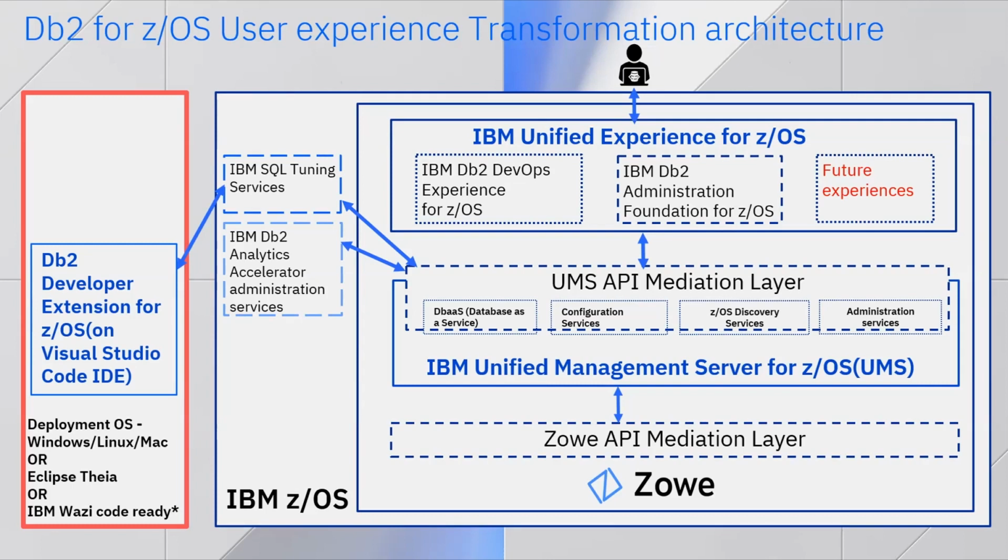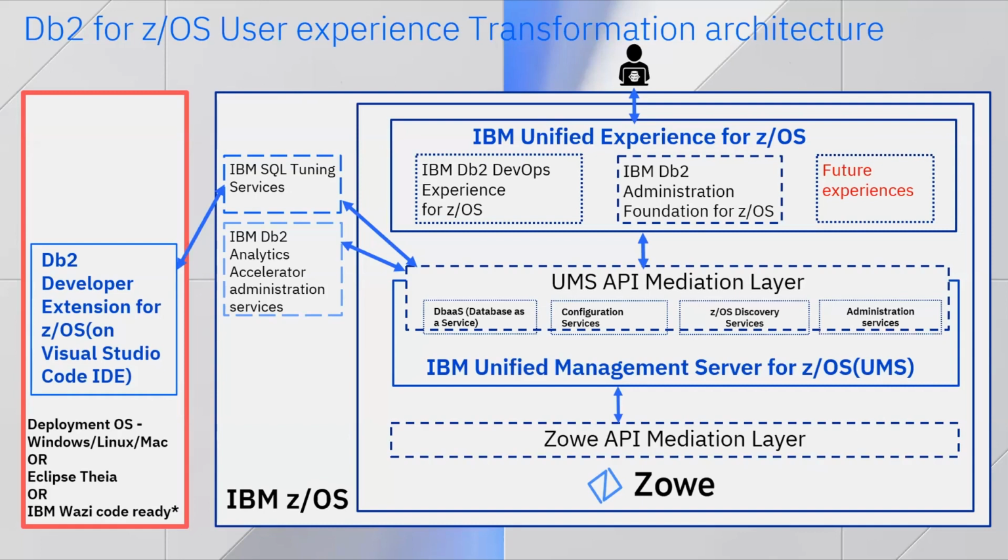Now switching to the middle, you see two boxes: SQL tuning services and analytics accelerator administration services. Once again, the business logic that we had embedded in Data Studio or in DSM to run tuning capabilities like Visual Explain and Stats Advice, and even the chargeable query workload tuning capabilities that include index advice and access path comparisons, is all going into this IBM SQL tuning services.